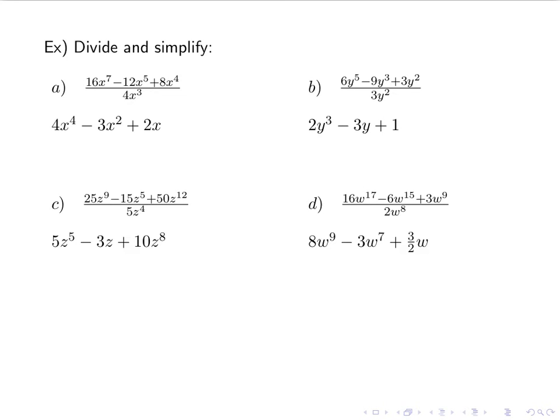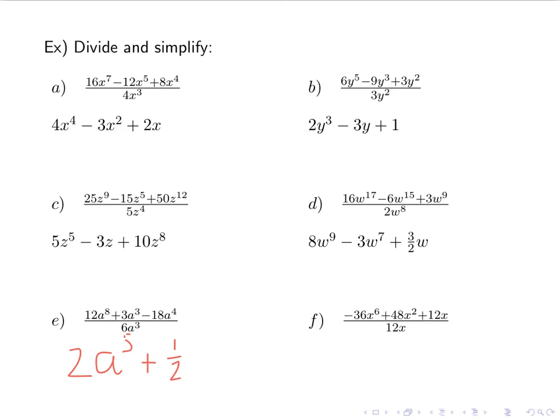Let's do a couple more. 12a to the 8th plus 3a cubed minus 18a to the 4th over 6a cubed. So 12 over 6 is 2. A to the 8th over a to the 3rd, we have 5 left over once we subtract. Plus 3 over 6 is a half. Make sure you simplify. A cubed over a cubed is 1. So there's no variable there. Minus 18 over 6 is 3. A to the 4th over a cubed is a.